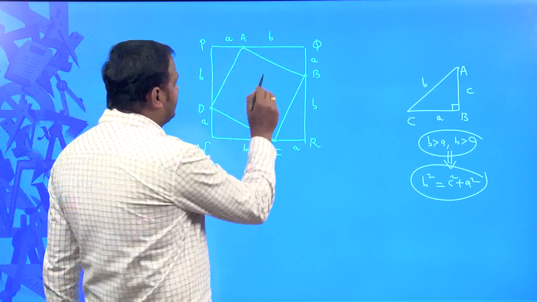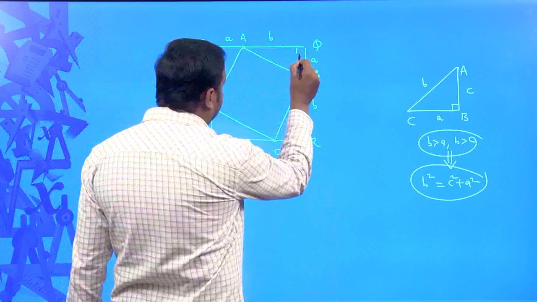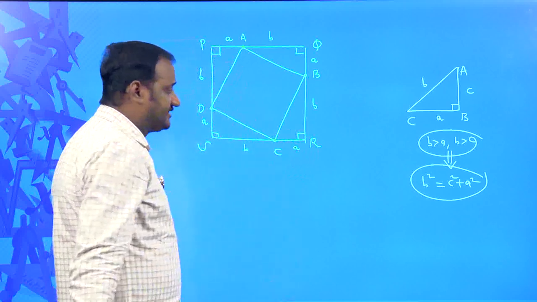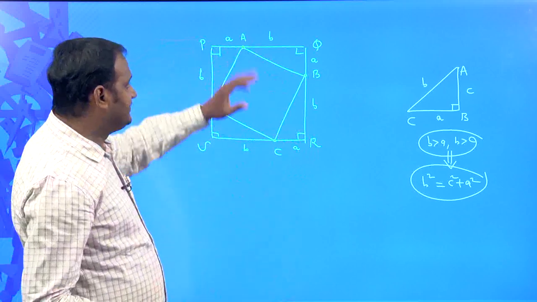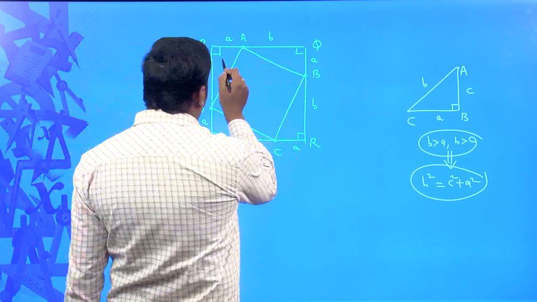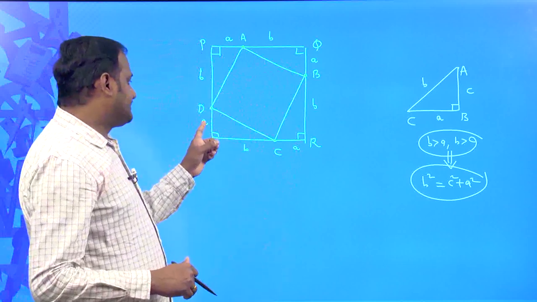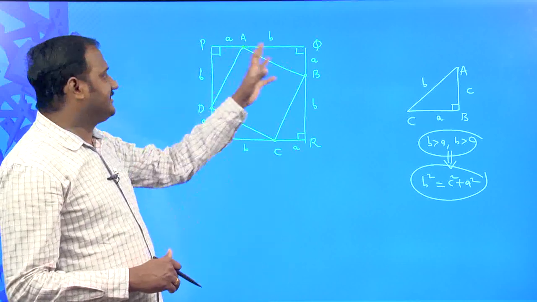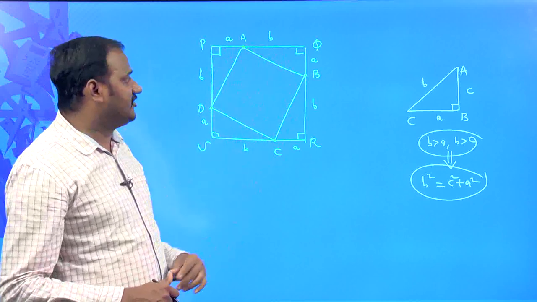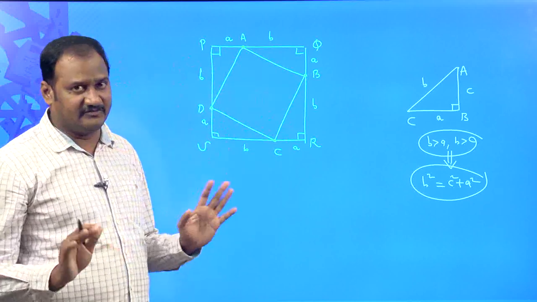See here, if you consider any one of these right angled triangles formed, each angle of a square is a right angle, so every single angle of PQRS is a right angle. This is a right angle triangle, this is a right angle triangle, this is a right angle triangle. By using SAS congruence, every single right angle triangle is congruent to another. If all triangles are congruent, then by CPCT, AB is equal to BC is equal to CD is equal to DA, all the four sides are equal.